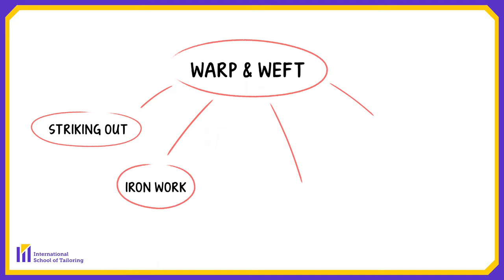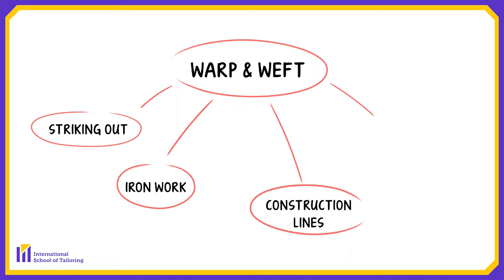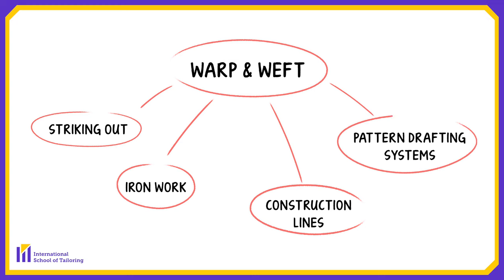Then we have ironwork. Anytime you stretch something out or you compress it, you are manipulating the warp and the weft. We have construction lines as the third one. And anytime you're drafting a pattern and you have your construction lines on the chest, the hip, or whatsoever, these construction lines represent either the stripe or the check of the fabric. And then last but not least, we have pattern drafting systems. I can say that most modern day pattern drafting systems are based on the warp and the weft, the horizontal and the vertical axis of the human body and the fabric.